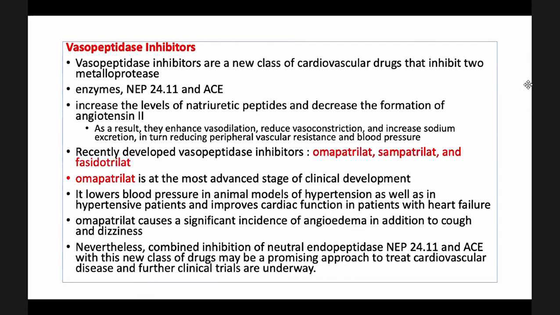It lowers the blood pressure in animal models of hypertension, as well as in hypertensive patients, and improves cardiac function in patients with heart failure. Your omapatrilat causes a significant incidence of angioedema in addition to cough and dizziness. But nevertheless, combined inhibition of your neutral endopeptidase and ACE with this class of drugs may be a promising approach to treat cardiovascular disease, and further clinical trials are underway.